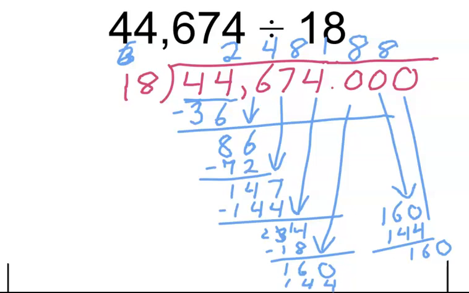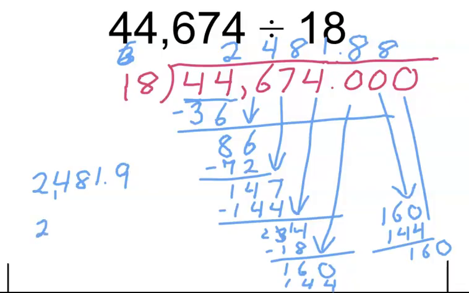It's just going to continue having 8s forever. Okay, so we can just kind of round it and stop there. So we're going to have 2,481 point, well, we can just put a 9 right there and just round it. Okay, so that could be our answer.